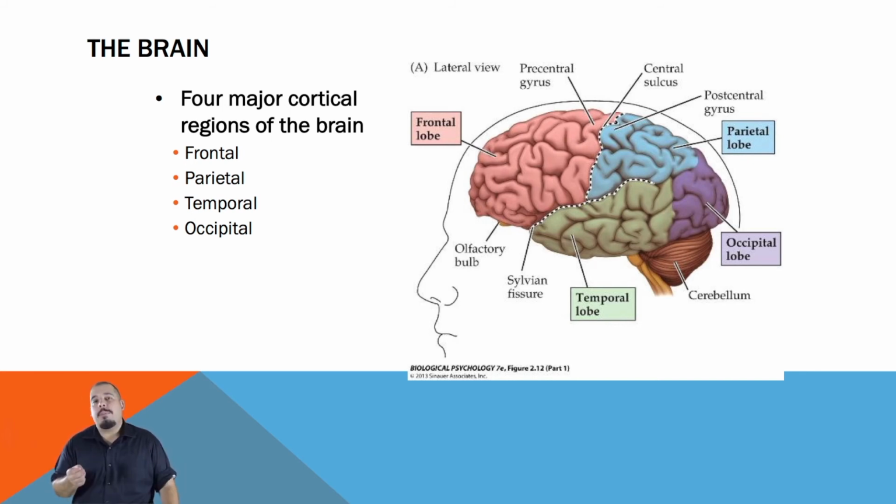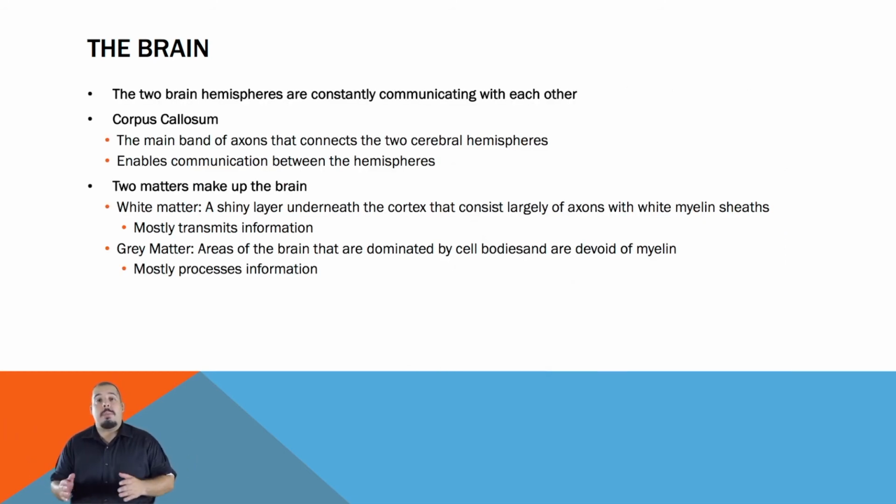We will be discussing more functions of all these cortical regions of the brain as the semester progresses. In between the two hemispheres is a large band of axons called the corpus callosum. This allows for the two hemispheres to communicate with one another. This allows the brain to act as a single entity during complex processing.